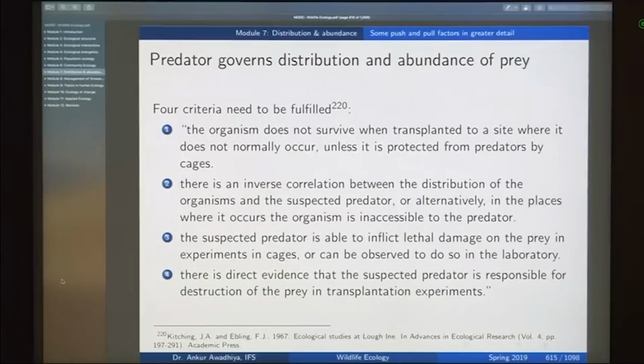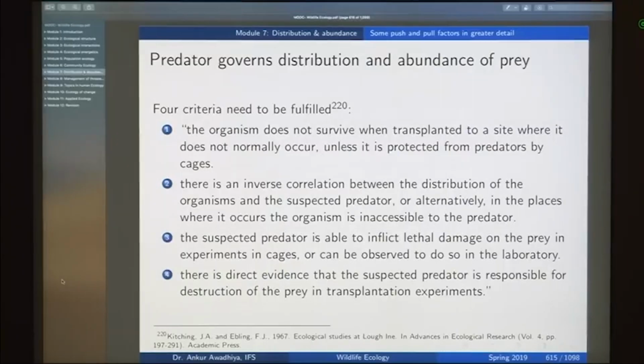The organism does not survive when transplanted to a site where it does not normally occur, unless it is protected from predators by cages. Second, there is an inverse correlation between the distribution of organisms and the suspected predator, or alternatively, in the places where it occurs, the organism is inaccessible to the predator. Third, you should be able to see, either in the field or in the laboratory, that the suspected predator is inflicting lethal damage on the prey.